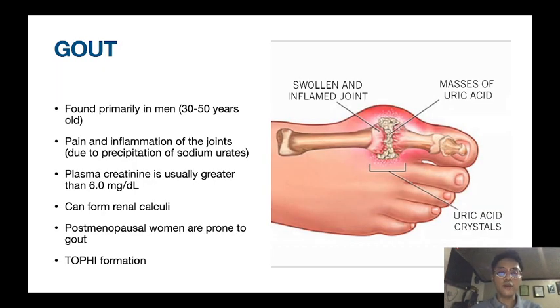So gout is found primarily in men 30 to 50 years old. Okay, so mostly men ang may gout. And I think ang kakilala nyo siguro na may gout ay lalaki, di ba? Then this will cause pain and inflammation of the joints, okay, due to the precipitation of the sodium urate or monosodium urate.